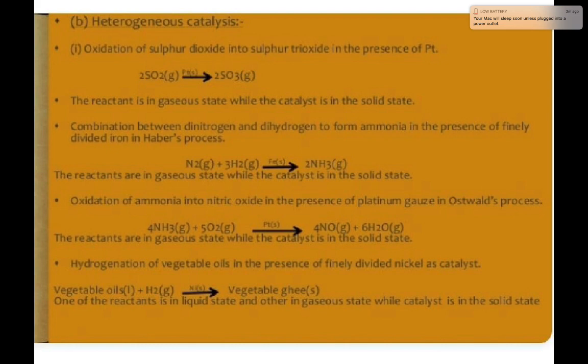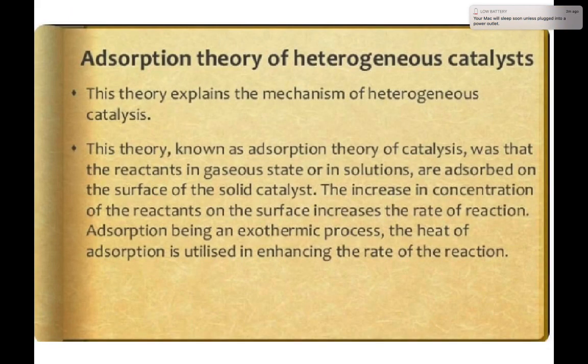And the hydrogenation of vegetable oils also occurs in the presence of finely divided nickel catalyst. One reactant, vegetable oil, is in the liquid state, whereas the second reactant, hydrogen, is in the gaseous state, and the catalyst here is in the solid state. You get the product vegetable ghee. So I hope you clearly understand what is meant by homogeneous catalysis and heterogeneous catalysis.